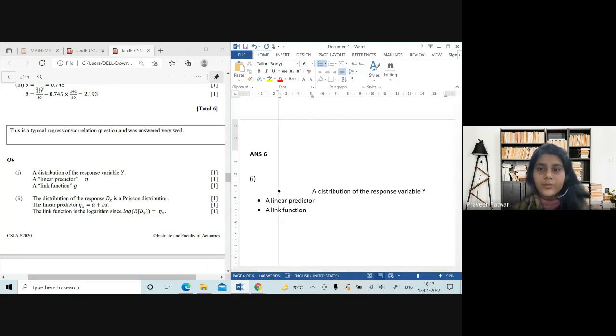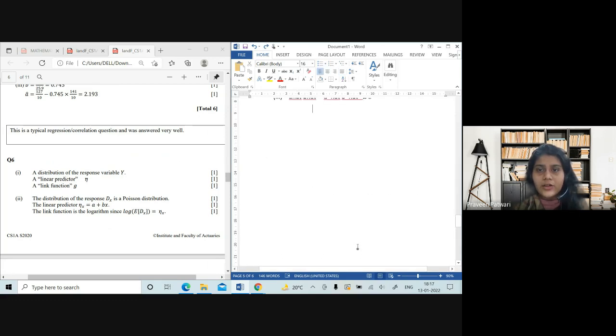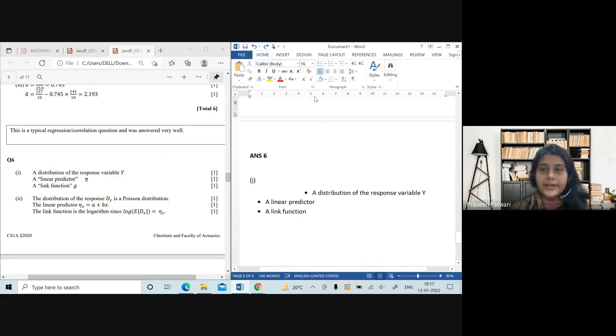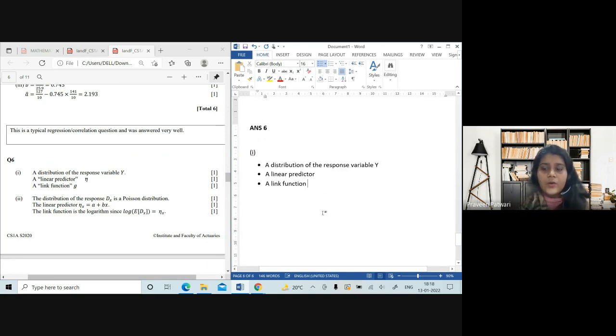So again, for the bullets also, if you want to change the indentation in case your bullets are coming a little towards the right, then you can make use of the ruler and just drag it and make it aligned with the rest of the lines. Okay.